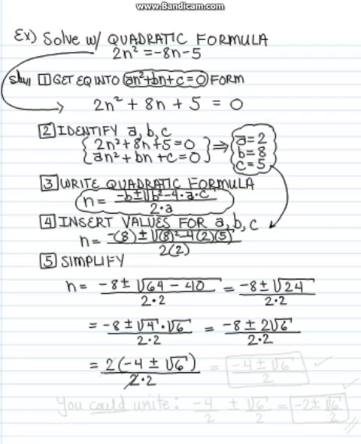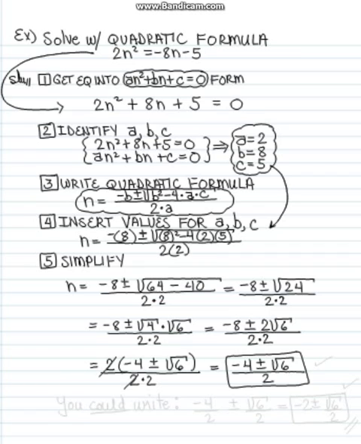Now cancel a common factor of 2 on the top and bottom, and your answer is negative 4 plus or minus square root of 6 all over the number 2. Now that is correct. That answer is correct. There's no reason for me to break it apart. If you want to break it apart, go for it. You could have broken it apart earlier.